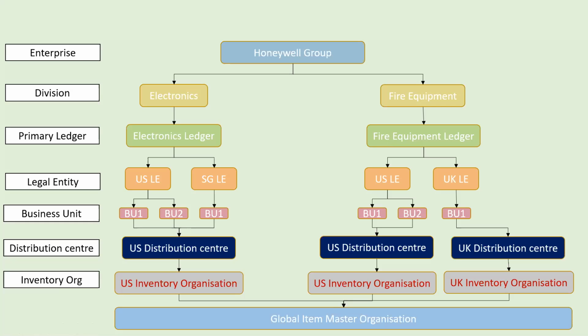Okay. So we have the legal entity. For a legal entity, basically we will have multiple business units or operating units. But in this case, I have just taken one or two, for our understanding. Which means for the US legal entity we have two business units, and for Singapore we have one business unit.